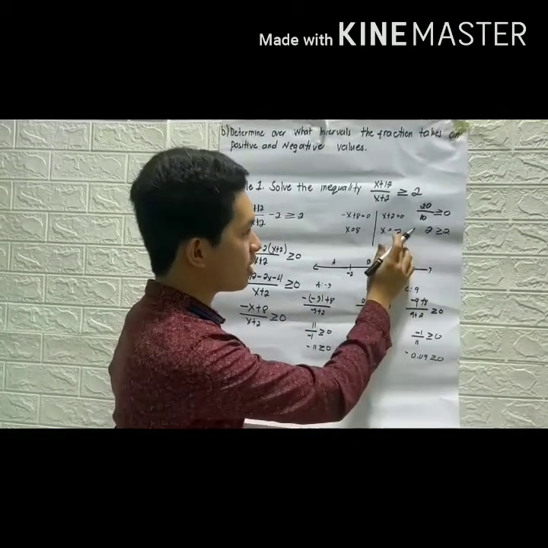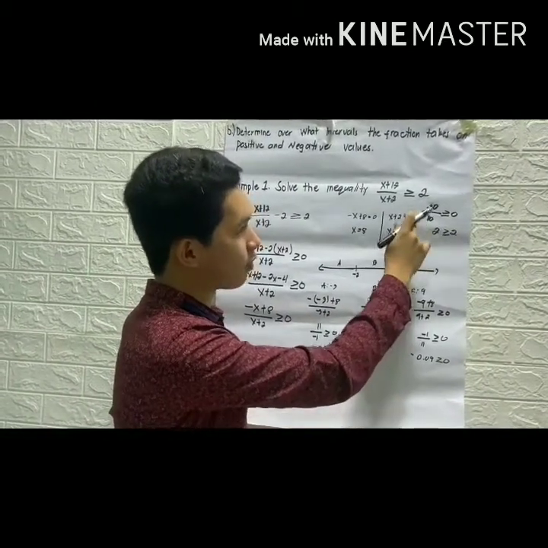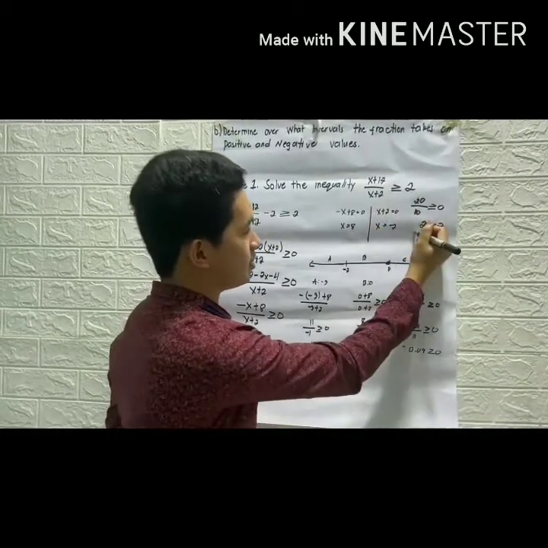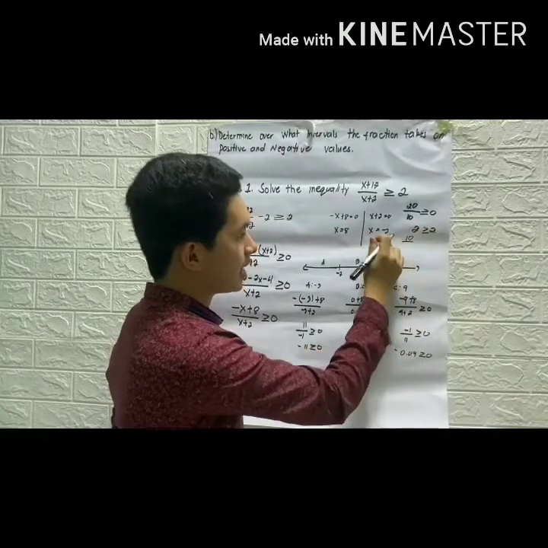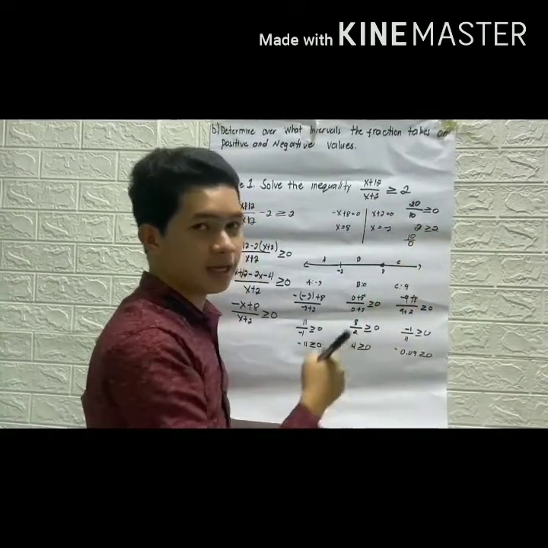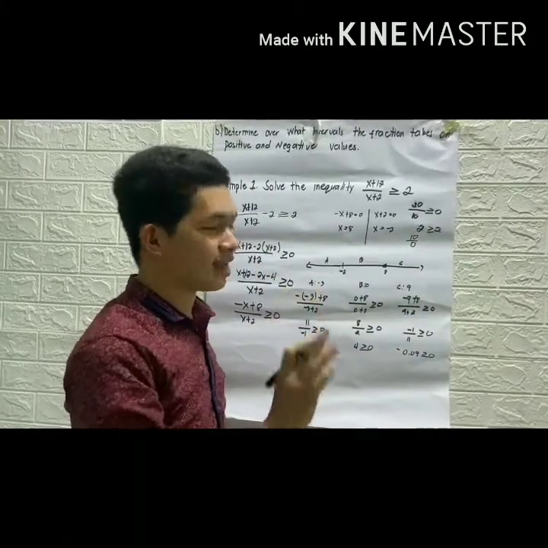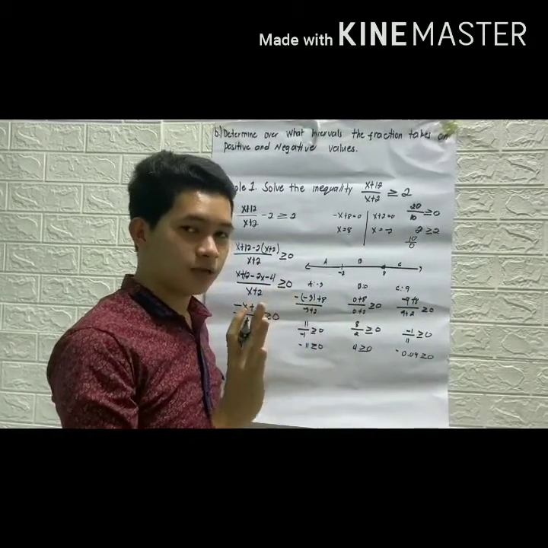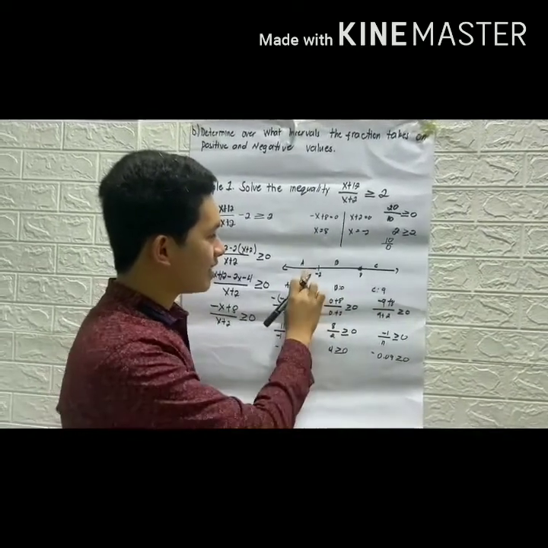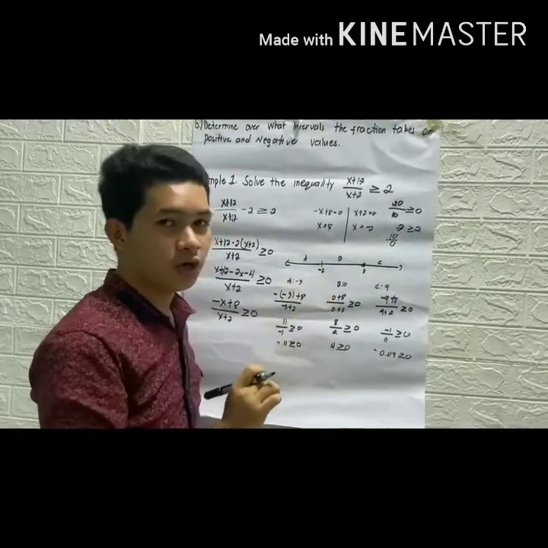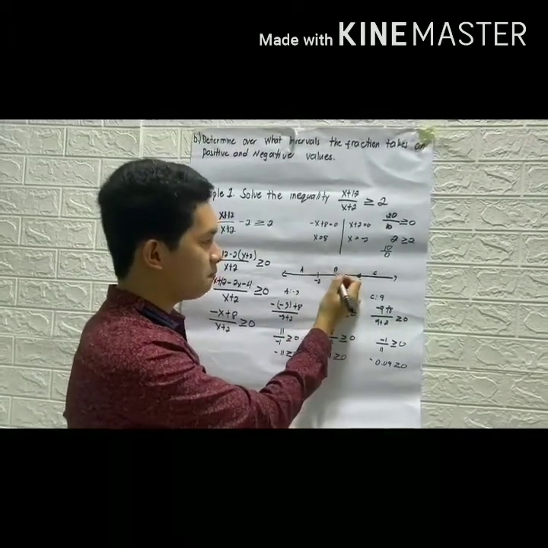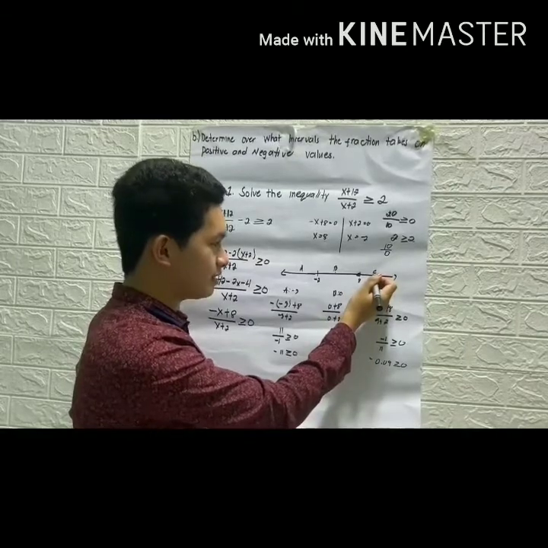Si negative 2 naman, i-substitute natin sa original equation. So, negative 2 plus 12, that is 10, over negative 2 plus 2 is equal to 0. So, magiging undefined yan. So, hindi siya kasali sa solution set natin. Then, ihati natin ito sa tatlong interval. Ilagay natin si interval A, B, and C.